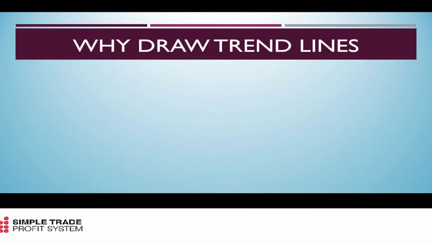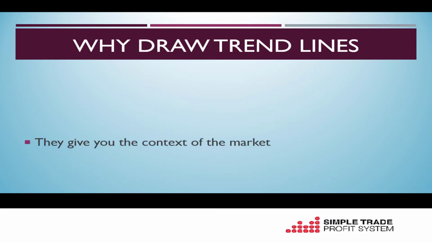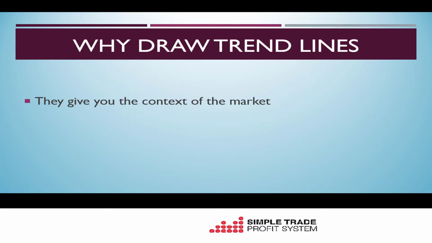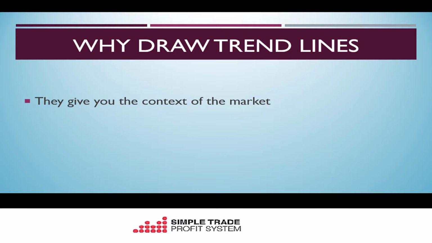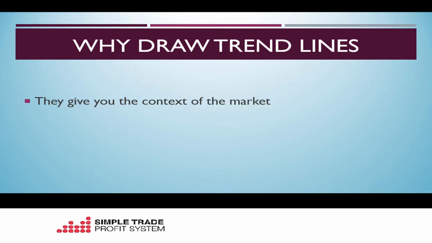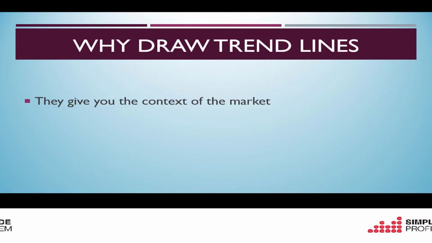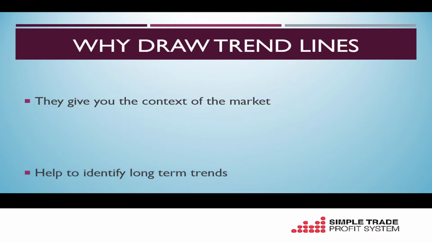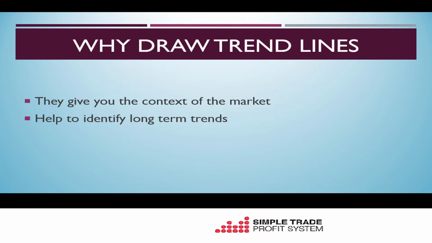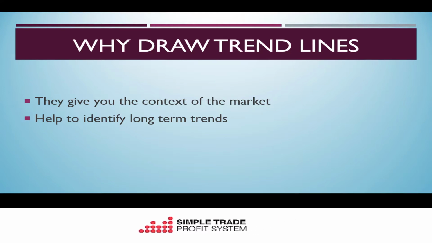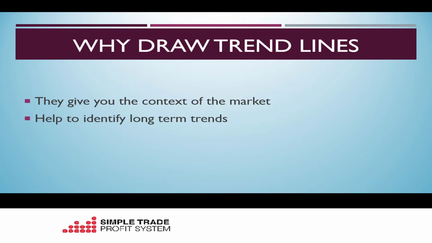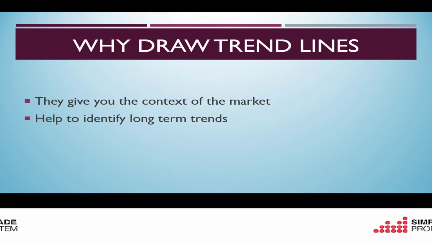So why we draw trend lines. First thing is they give you a context. They give you the context of the market, whether it be in an uptrend or a downtrend. They give you an idea of which direction the market is going. They help you identify long-term trends. If you're more of a long-term trader and you trade on the daily chart and you're drawing trend lines, you're going to get a picture, an image of a long-term trend.